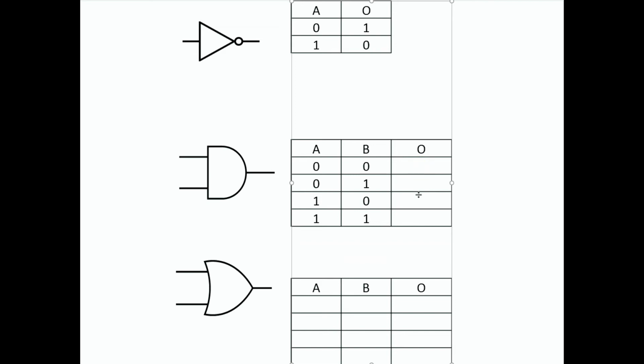So let's look at our outputs. As I said before, the output for an AND gate is 1 if A and B are 1. So we'll look at this line. If A and B are 1, we'll get a 1 out. But they're not, so we get a 0. You look at this one, are A and B 1? No, they're not, so it's a 0. Are A and B 1? No, they're not. Are A and B 1? Yes, they are.